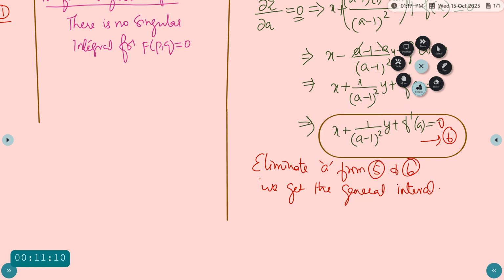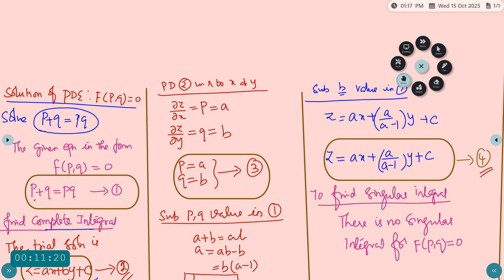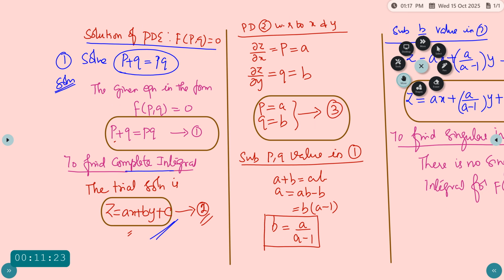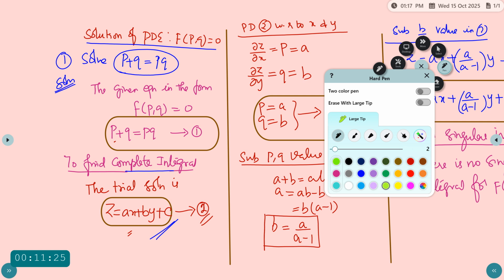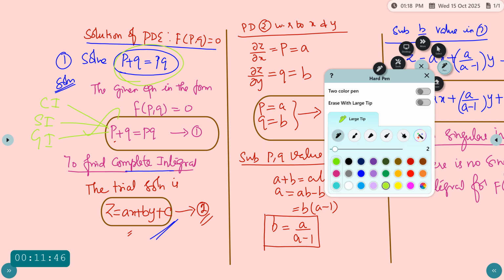Once again I explain the procedure in consolidated form. What is our first step here? Listen carefully. The particular PDE is in the form f of p comma q equal to 0, and I mark it as equation number 1. This equation has 3 types of integral: complete integral, singular integral, and general integral. Let us try to find the complete integral first.